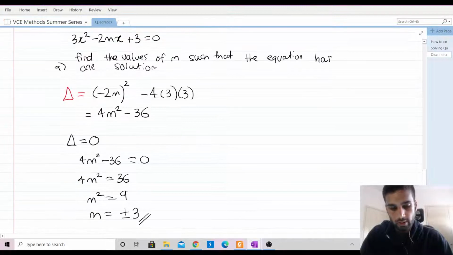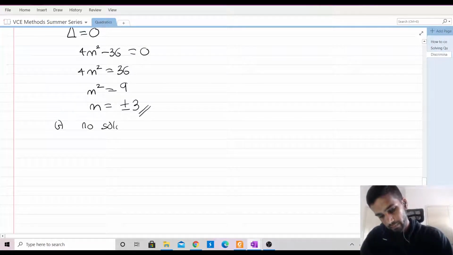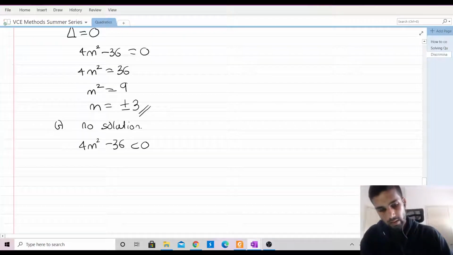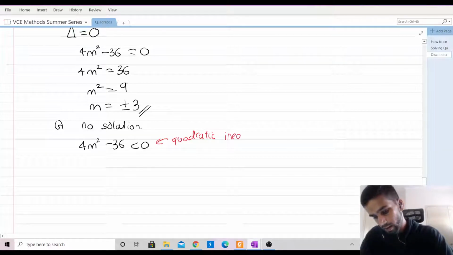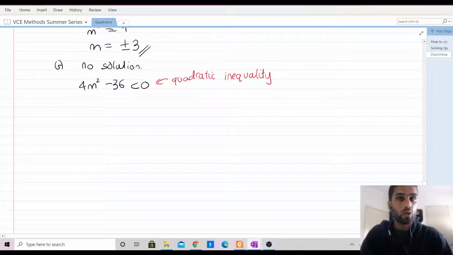Secondly, we're going to do if there is no solution. If we want no solution, we need to find when the discriminant, 4m squared minus 36, is less than 0. This is a quadratic inequality. I'll make a future video on how to do this in more detail, but in order to work out a quadratic inequality, we can't use algebra to do this.